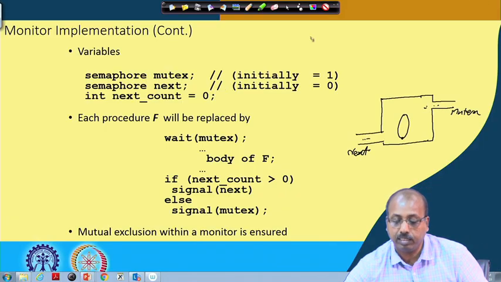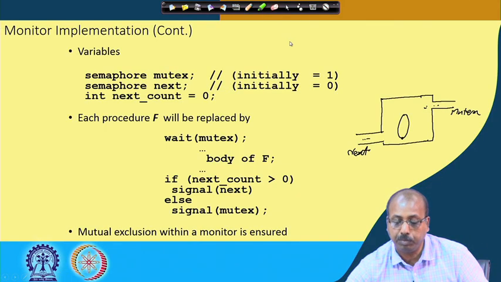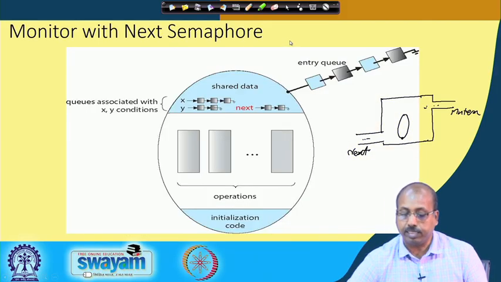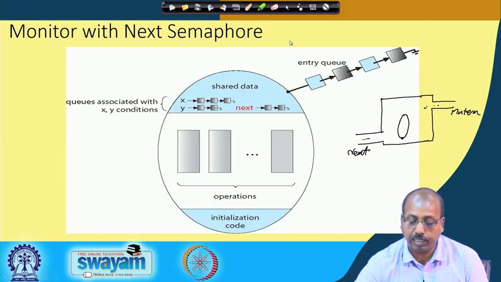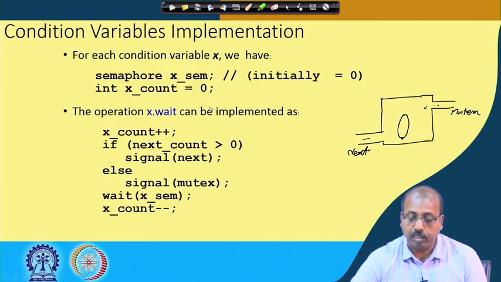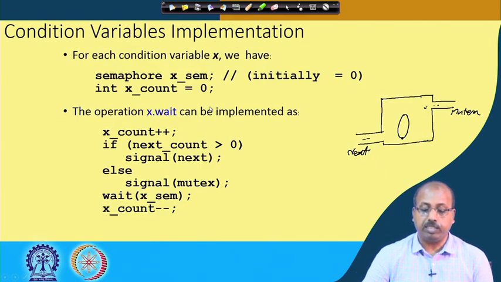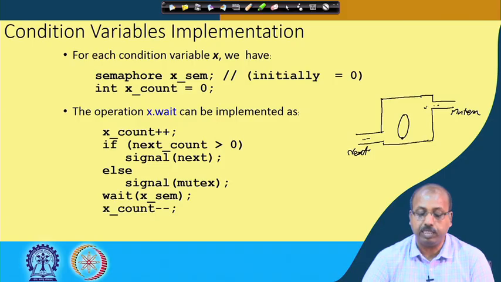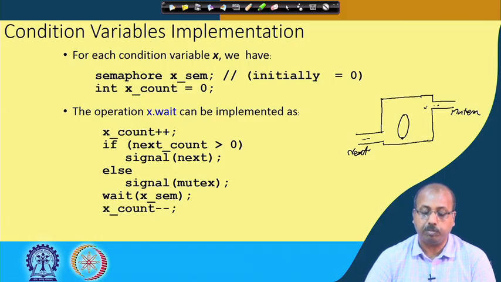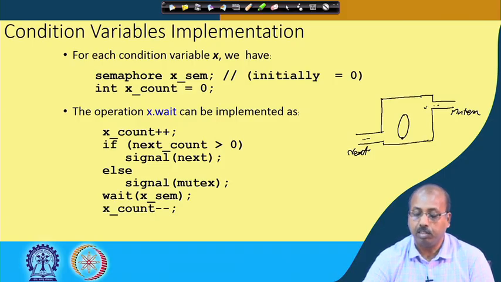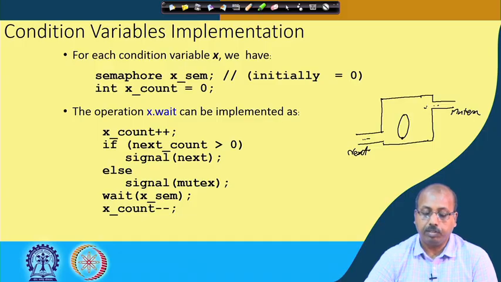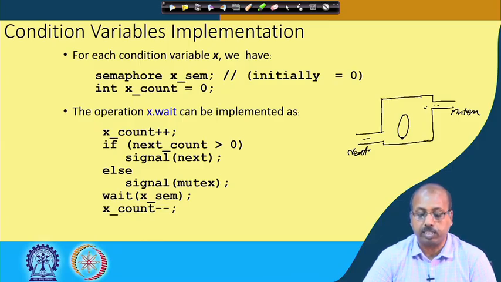For that, we can implement the condition variable like this. We have a number of condition variables, so next becomes a queue like this, and we have, say, two condition variables x and y, with some queues associated with them. How are these condition variables implemented? For each condition variable x, we have a semaphore x_sem, which is initialized to 0, and we have an x_count, which counts the number of processes waiting on this particular semaphore.